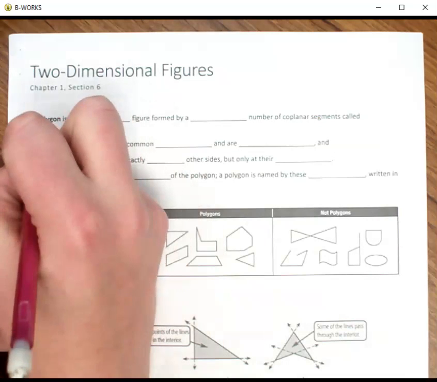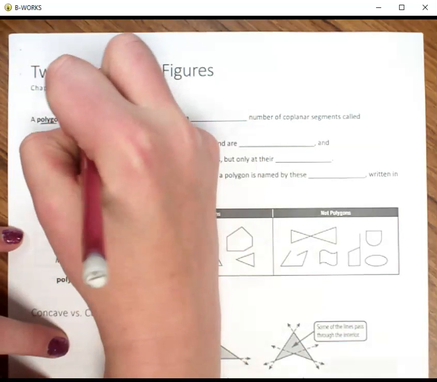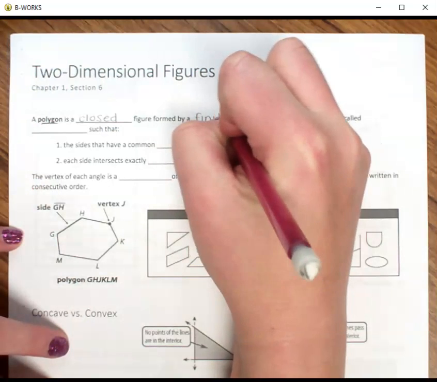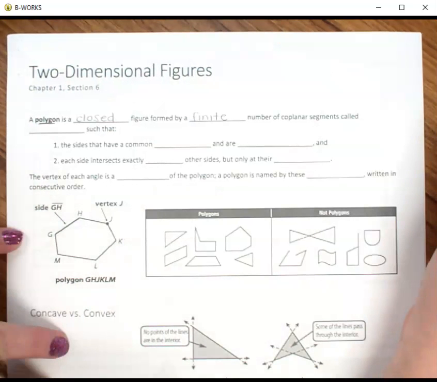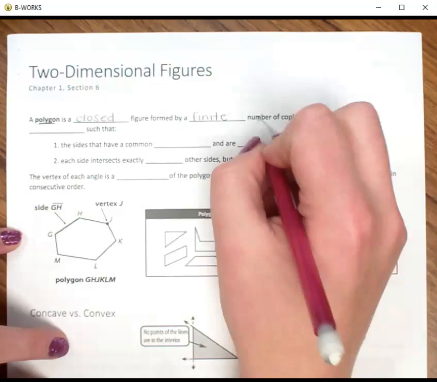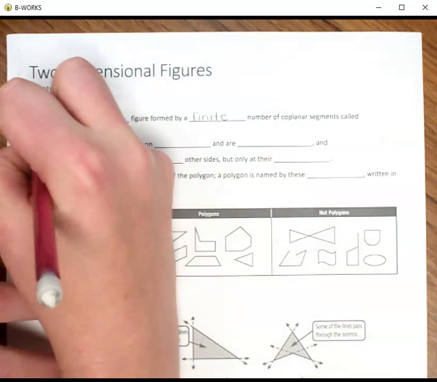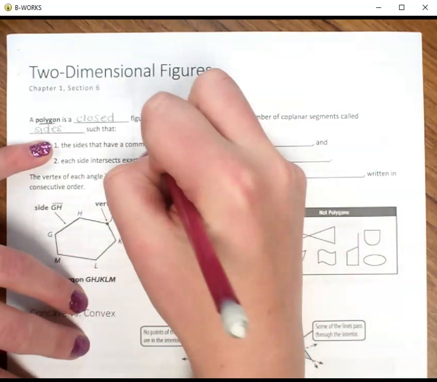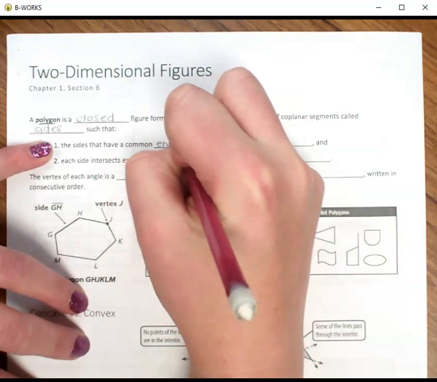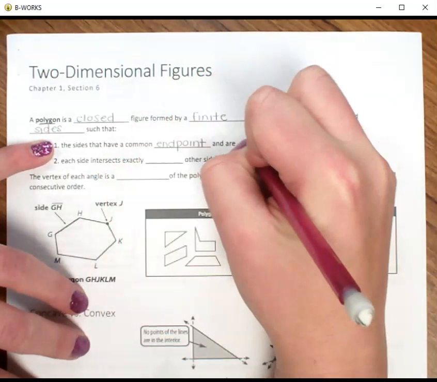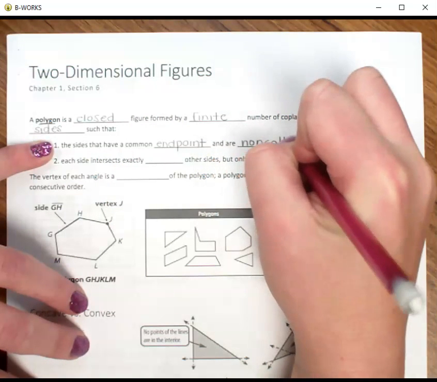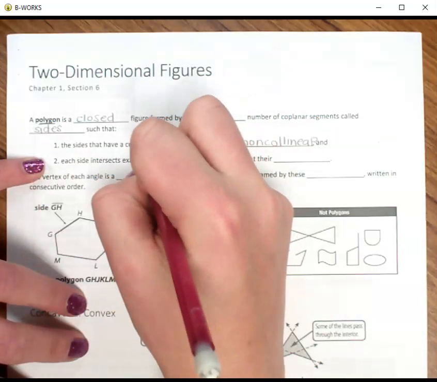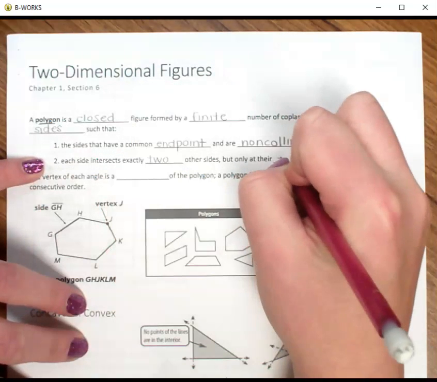The vocab word we're going to use is a polygon. A polygon is a closed figure formed by a finite number of sides, so a countable number of coplanar segments called sides. Each side has a common endpoint. They are non-collinear. And each side intersects exactly two other sides, but only at their endpoints.